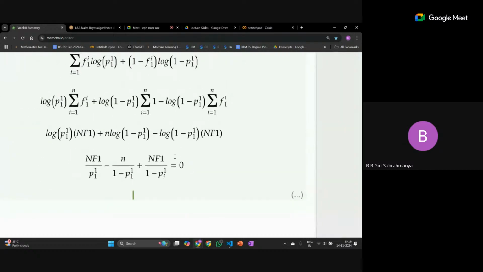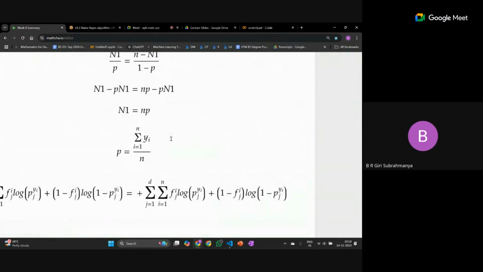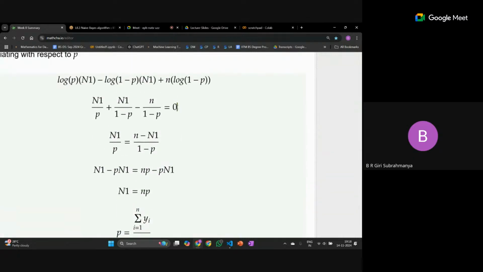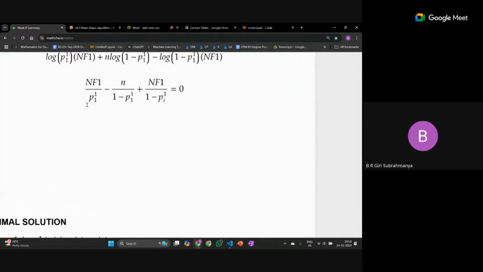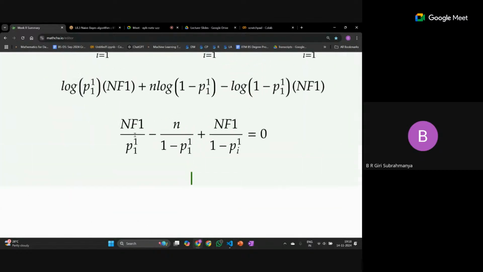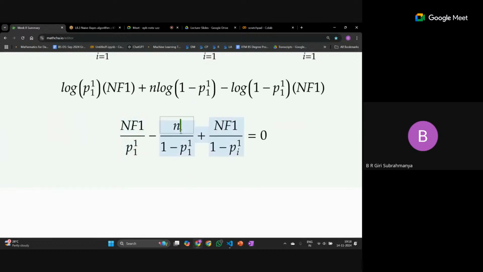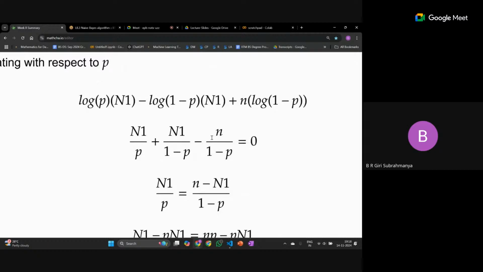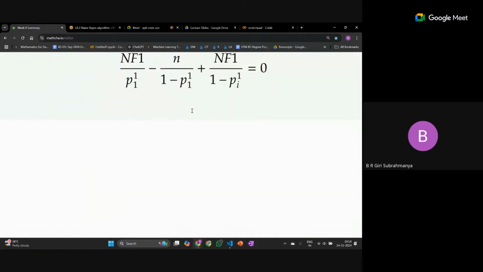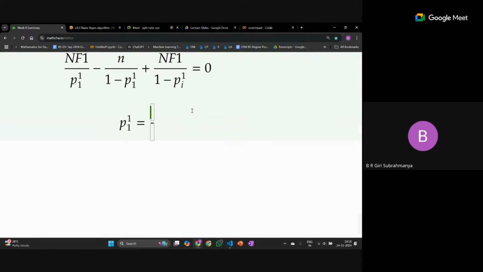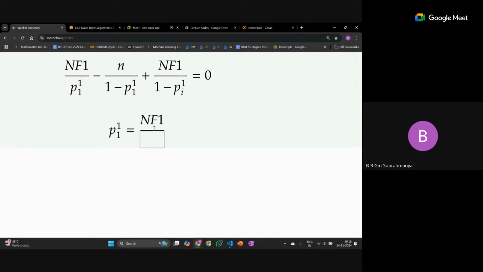Now this looks just the same as the other one, exactly the same as this one. So for these two it's going to be plus, and here it's minus. Same thing here. So what this will turn out to be is P11 will be equal to N_F1 by N. It's the same thing as the last one, but the N_F1 and all those things have changed.